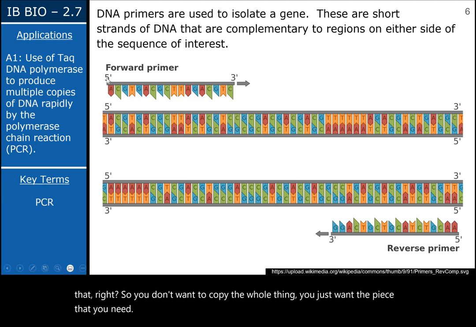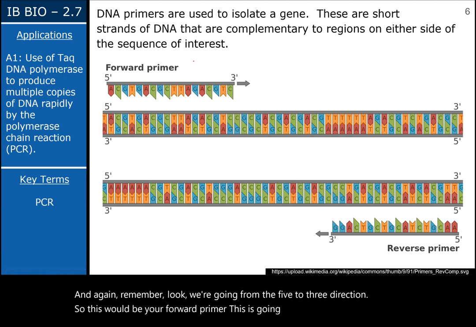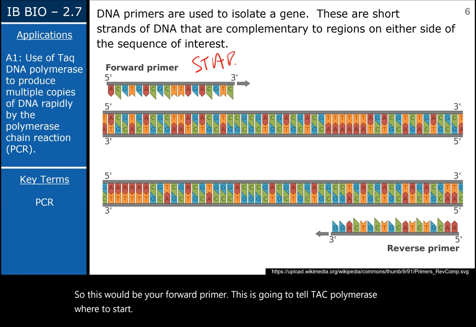And again, remember, look, we're going from the 5 to 3 direction. So this would be your forward primer. This is going to tell Taq polymerase where to start. And this is going to tell it where to end.